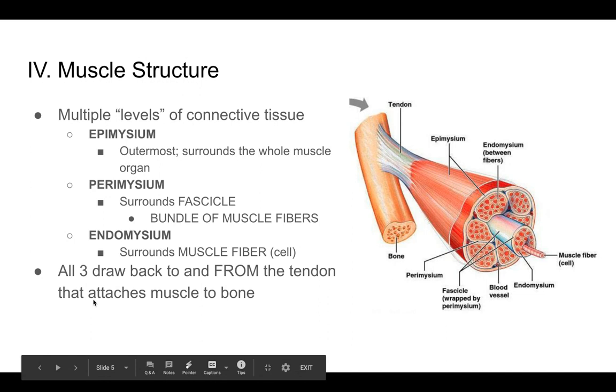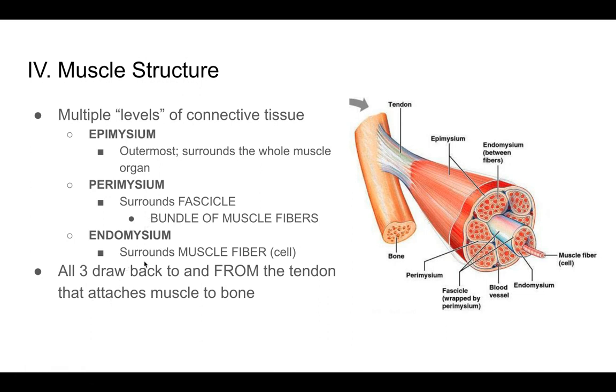The last thing that I would say here on this section of our notes is that actually all 3 of these levels of connective tissue, they pull back and kind of converge and create the tendon. And the tendon is a structure that holds a muscle to the bone. And so when the muscle contracts, it pulls on the tendon, which then pulls on the bone and produces the overall function of movement of our bodies.